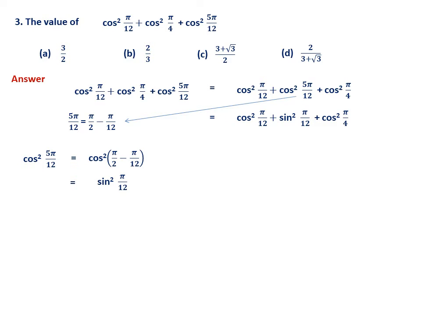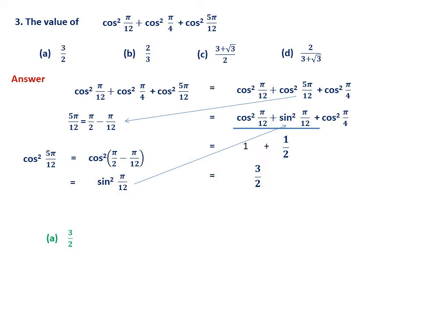Therefore, in place of cos square 5 pi by 12, now you can write sin square pi by 12. Now you know the rule: cos square theta plus sin square theta is 1. Plus the second one is 1 by 2, because cos pi by 4 is 1 by root 2 and the square of that is 1 by 2. Therefore, definitely the answer is 3 by 2. So this is the answer.